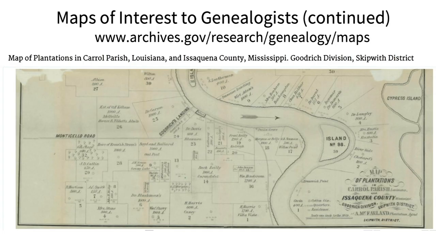Here's a map of plantations from Louisiana and Mississippi. And you can see there are names of individuals on it. If your ancestor is listed here, you would see who his neighbors were and how large his land holdings were in comparison to others and exactly where the property was located.